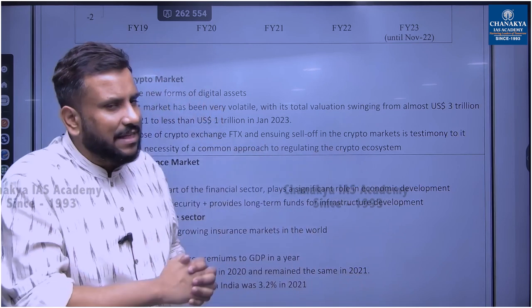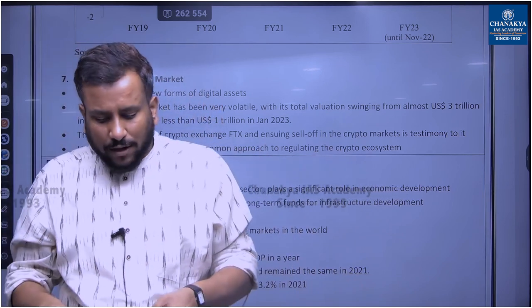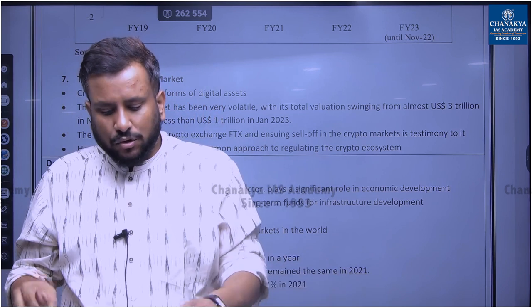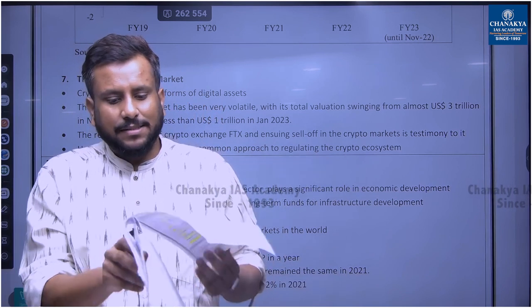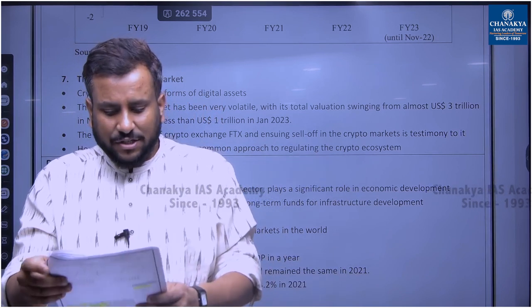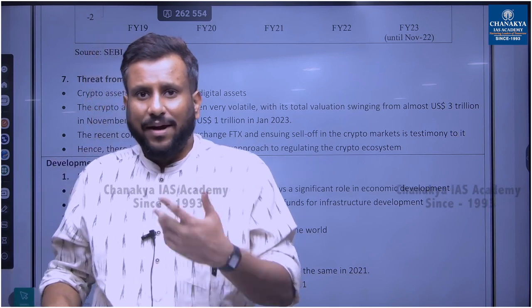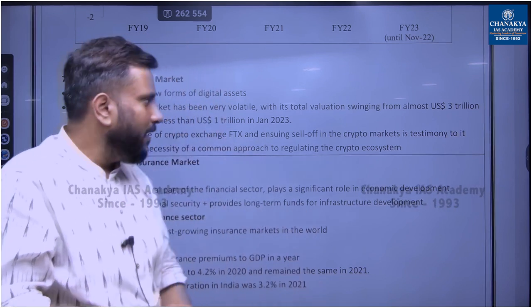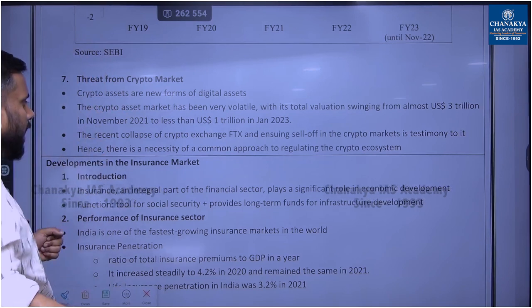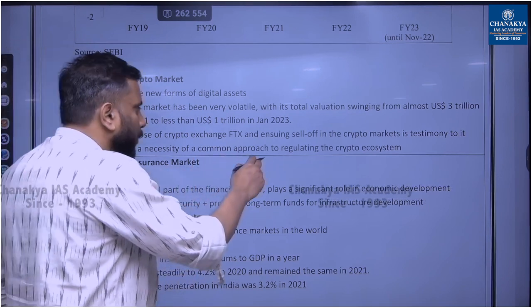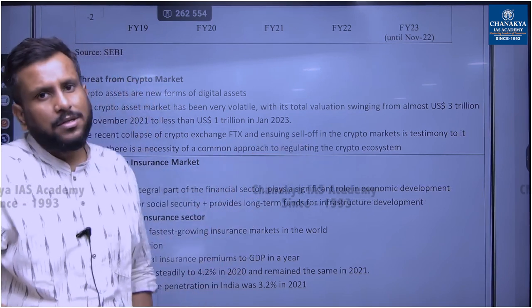And hence the survey says that globally, every country should come together and try to solve these issues. Otherwise, every country will face this financial stability issue, which might affect the basic fundamentals of any economy. So that's why the survey says that. And there's a necessity of a common approach to regulate the crypto ecosystem, right?